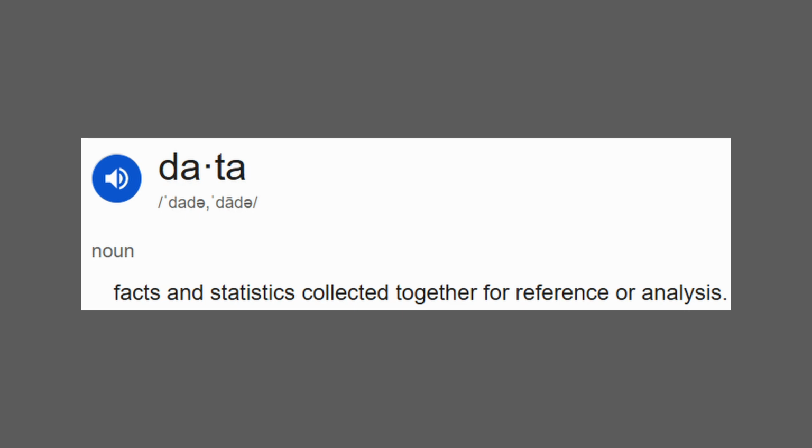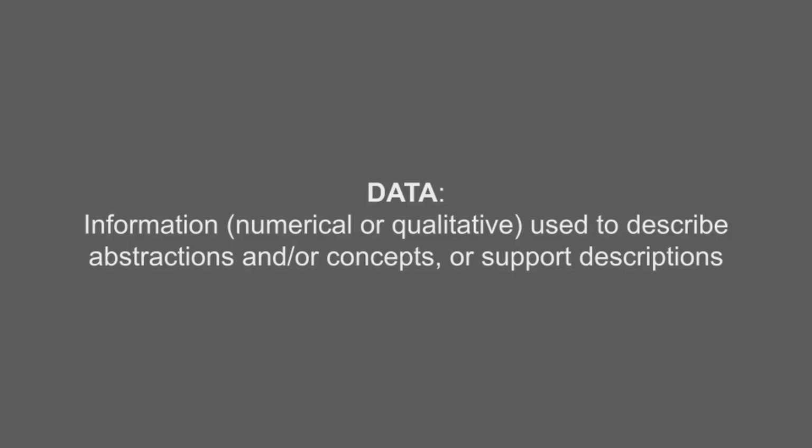Google defines data as facts and statistics collected for reference or analysis, and in my own words, I define it as any information, whether it be numerical or qualitative, that can be used to describe an abstraction or concept or support such a description. In other terms, we can label the attributes of anything as data.